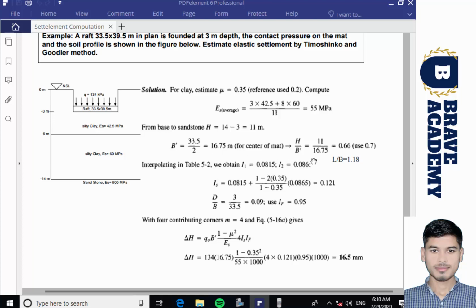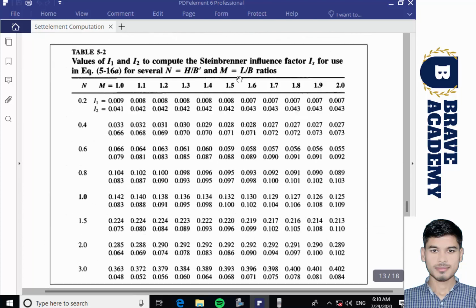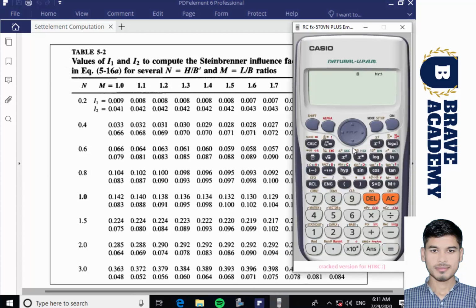Now the M value is 1.2. Use M equal to L by B and N equal to H by B prime, that is 0.7. At N equal to 0.7 and M equal to 1.2, let's calculate I1 and I2. Now these are the tables, as M is equal to L by B and N is equal to H by B prime. Now M is equal to 1.2 and N is equal to 0.7. So 0.7 is in between 0.6 and 0.8. So we have to interpolate between these two values. So how to interpolate? Let's see.